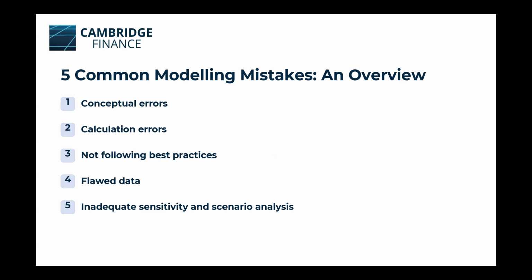So let's start with the 5 common modeling mistakes, the overview. I think we can put them in 5 different boxes. One is the conceptual errors. The second one is the calculation errors. The third one, not following best practices. Fourth is the flawed data. And then fifth is inadequate sensitivity and scenario analysis. So it's more than 5 mistakes. It's five modeling error groups, I would say.